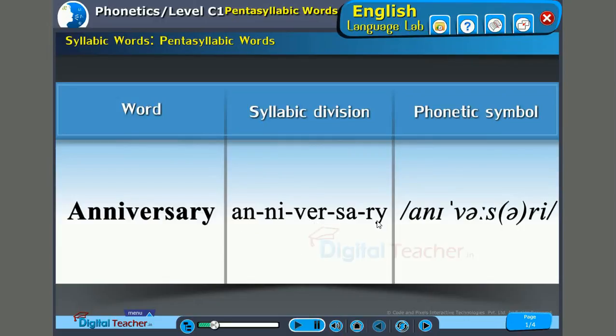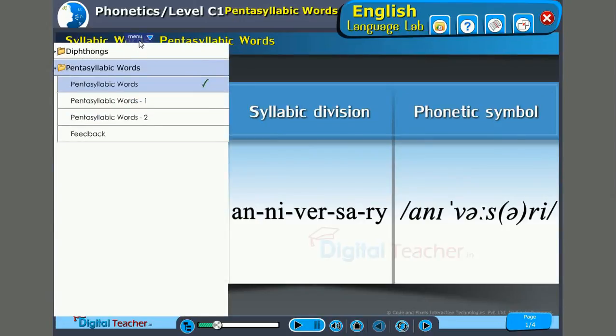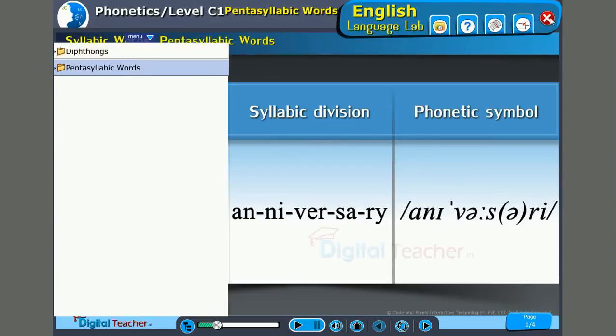So this is about the C1. Now let us move on to the section C2. The stress in C2 is on third syllable, ver. Anniversary. So here we'll be having a number of units that are covered under the C2 section. And the first one is pronouncing sounds. First let us see that unit.